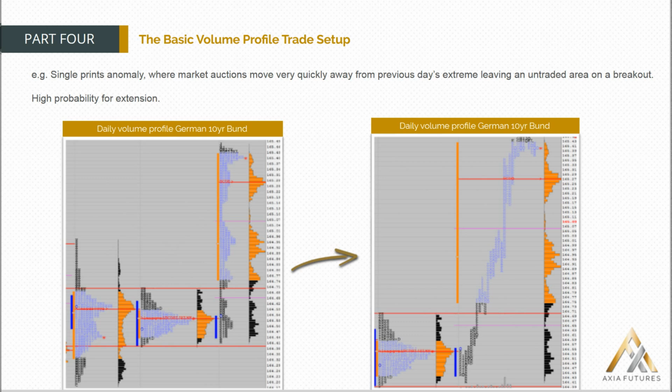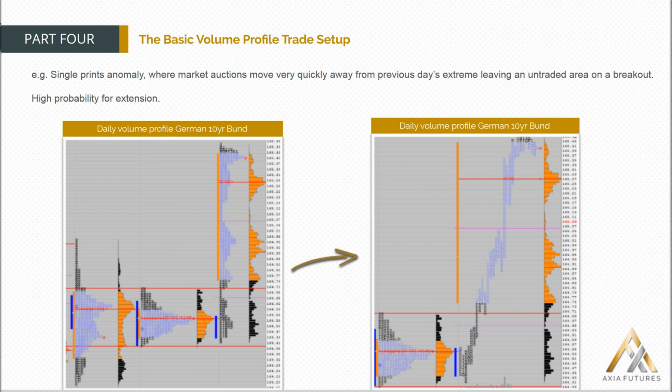What we're going to take a look at now is what the anomaly is and how we could have developed a trade strategy using this basic setup. As you can see, by the end of day 3, once the market had broken to the upside, it finished aggressively higher on the day. Now, the trade setup is very simple. What we're looking for is an example of a single print anomaly.